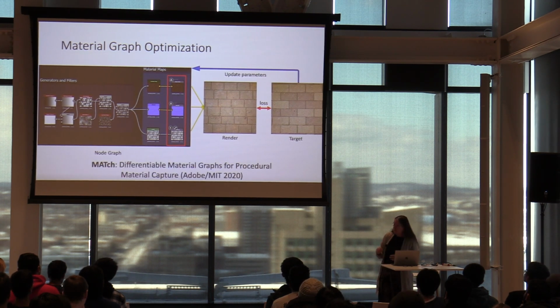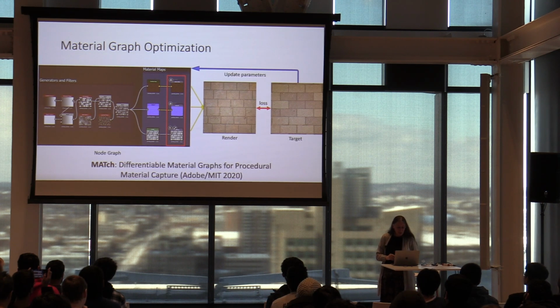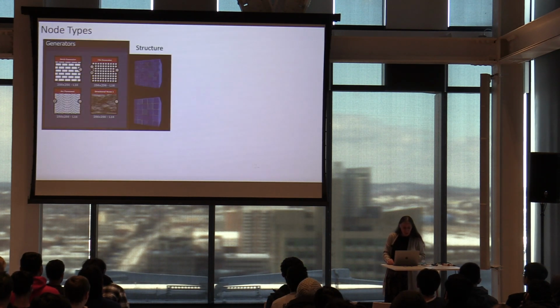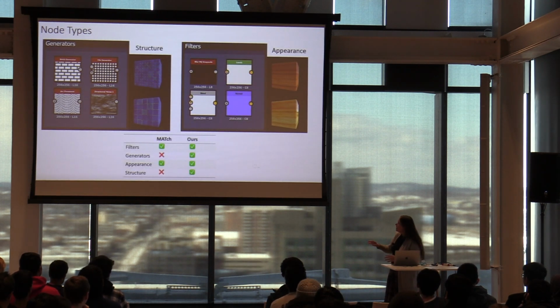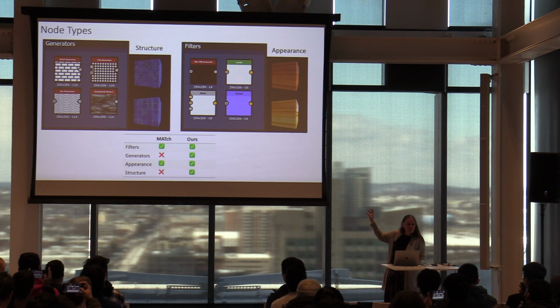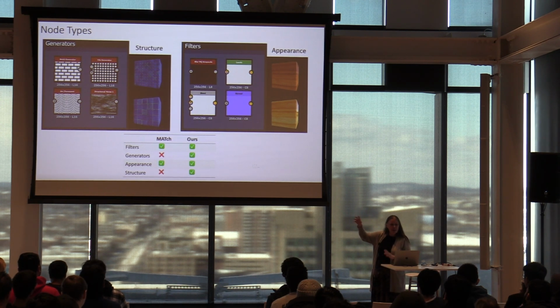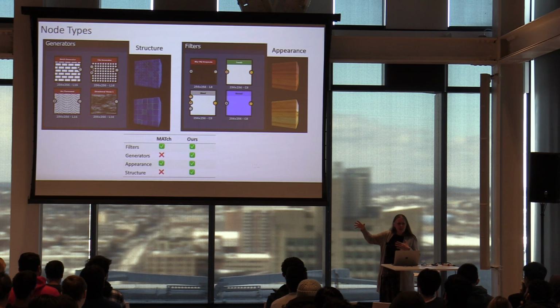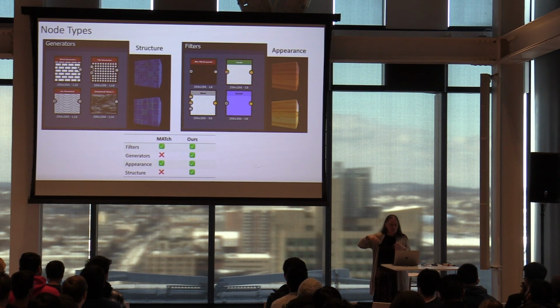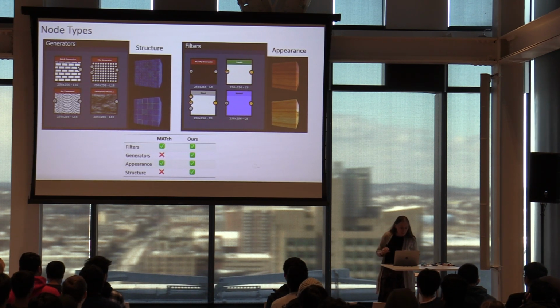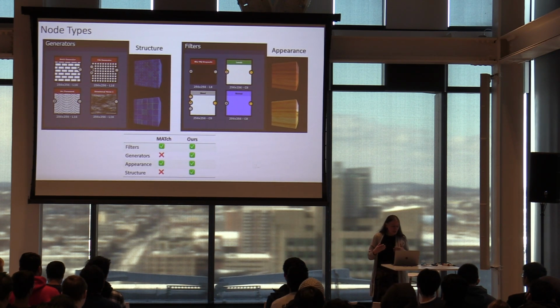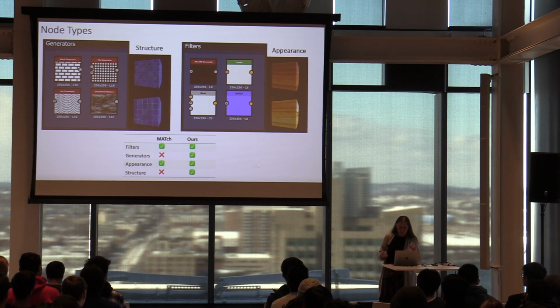And this original idea was developed by a group from MIT and Adobe. But the problem with their approach was that not all the nodes in these graphs are differentiable. Generally, the filters, like blurring and so forth, are differentiable, and you can optimize those parameters. But the generators generally have integer inputs. They have stochastic output. Some of them are basically black boxes that people provided. So for producing the generators and structures, they're not differentiable. So we can't get a good answer with this idea of differentiable rendering.